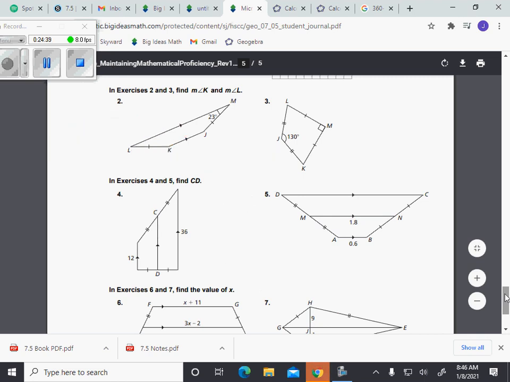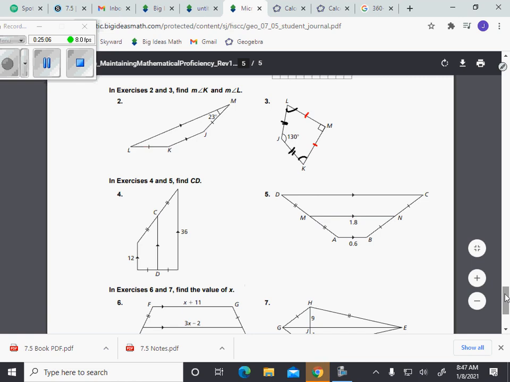Number 3, K and L. Okay, what shape do we have here? We don't have a trapezoid. We have a kite. We have congruent sides there and there. Well, what do you know about a kite? It has 1 pair of congruent angles. So K and L, they're the same measure.